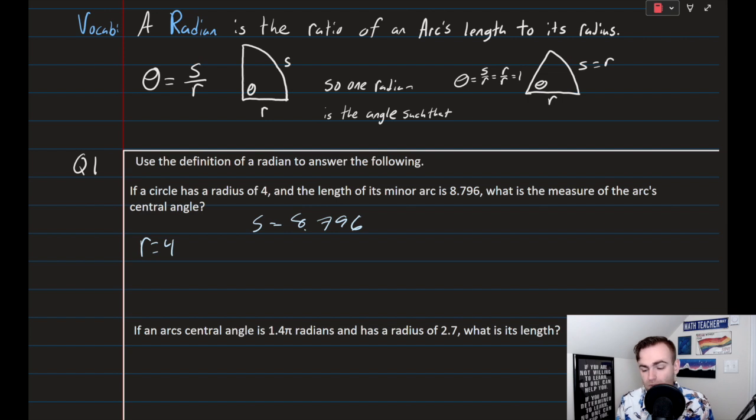Well, the angle is equal to the arc length, which is 8.796, over 4. That one is complicated. That's not a question you're going to randomly be asked on a non-calculator part of an assessment. So if we quickly do that in a calculator, we get that the angle in radians is 2.199. So, not bad.